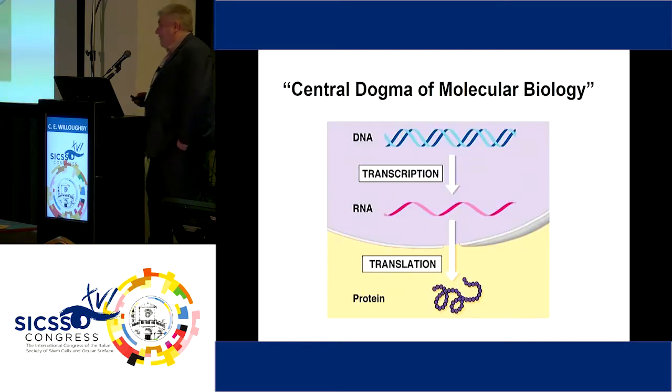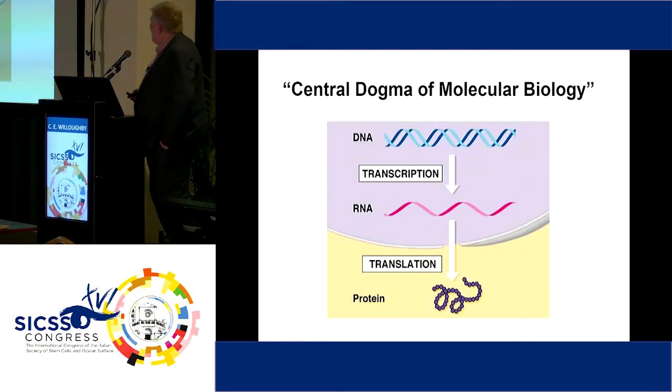To explain the rest of the talk, I have to go back to university days. This is the central dogma of molecular biology. We have a DNA, the gene, we have the message, the RNA, and then we have the protein. And these are the 3 steps to generate a normal protein.